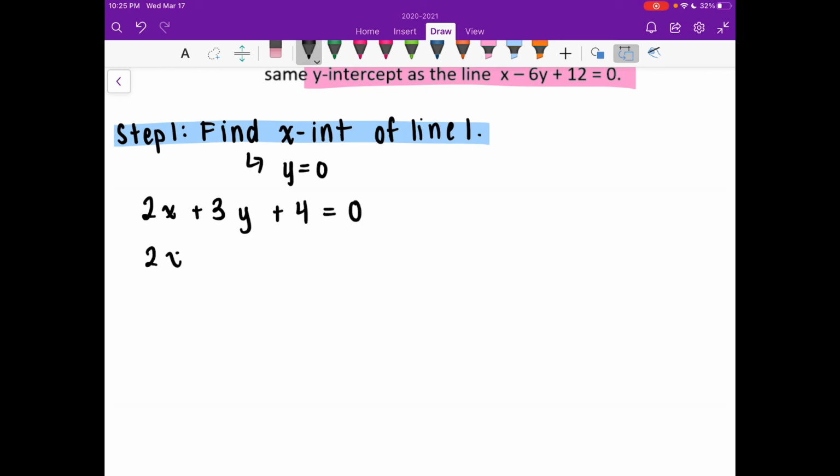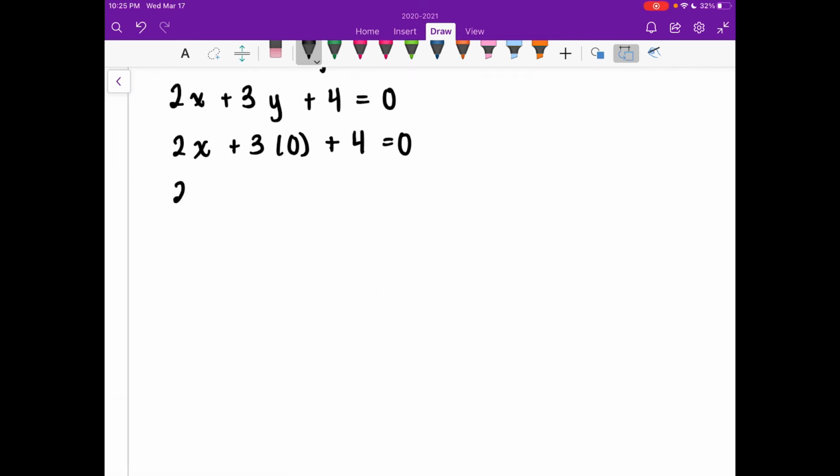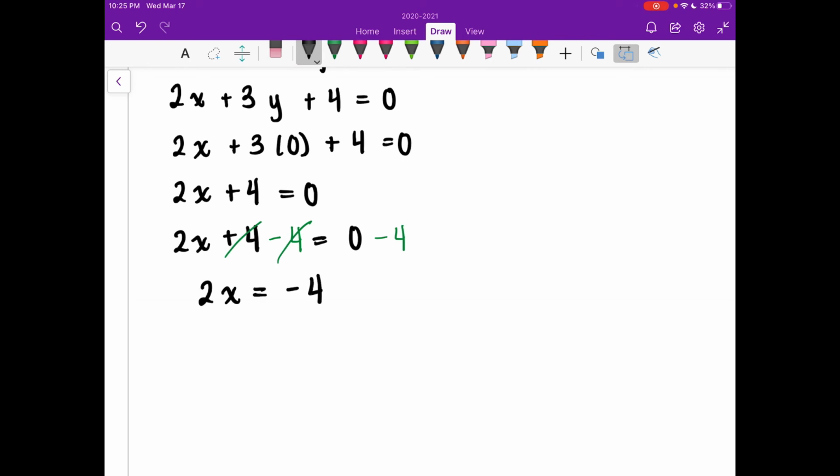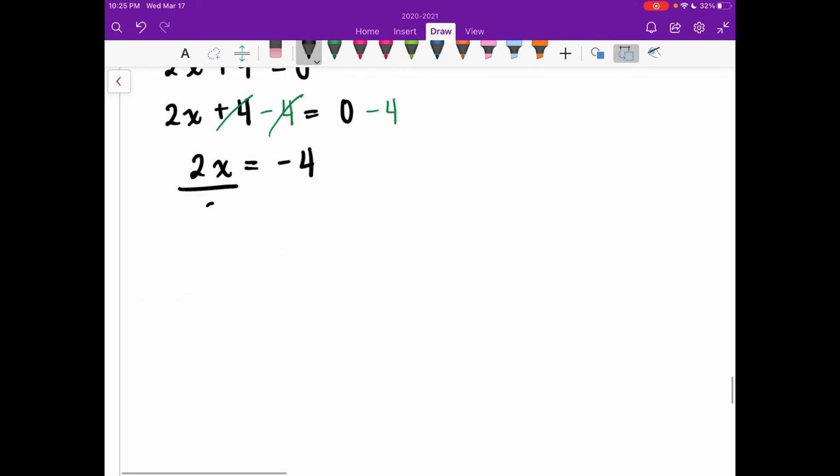So I'm going to say 2x plus 3 times 0 plus 4 is equal to 0, right? 2x, 3 times 0 is just 0, plus 4 is equal to 0. I want to get rid of that plus 4, so I'm going to subtract 4 on both sides, and whatever I do to one side, I have to do to the other. So this cancels, and I'm left with 2x equals 0 minus 4, which is negative 4. I want to get the x by itself, so I divide both sides by 2, and I'm left with x is equal to negative 2.